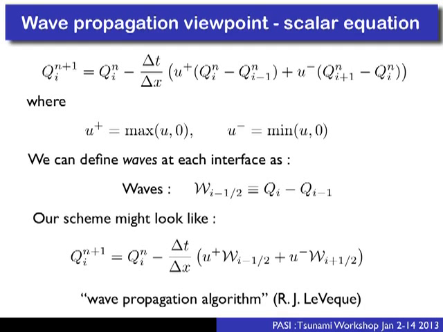And the way we do this in GeoClaw or ClawPack is we think of this jump here as being a wave. So this is simply the difference between a cell and its cell to the left, in index space, the i minus one cell. And we write out our scheme something like this. We often refer to this as the wave propagation algorithm. It was Randy LeVeque who really developed and formalized this idea. So I'll often refer to wave propagation algorithms, and what I mean is an algorithm that uses this formalism.